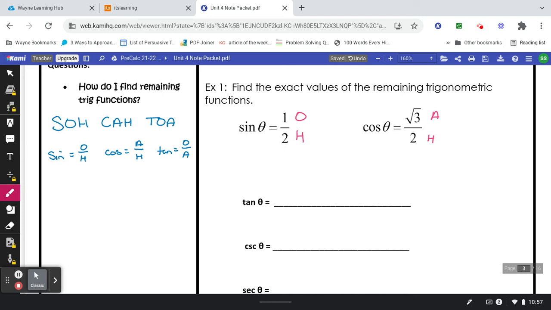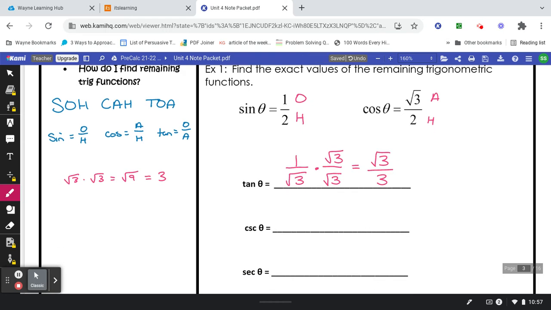Tangent, which would be O over A, would be 1 over radical 3. We'll need to rationalize the denominator, multiply by the denominator over itself. The radical 3 times the radical 3 would get us radical 9, which then can be square rooted to regular 3. And in the numerator, 1 times radical 3 is radical 3.